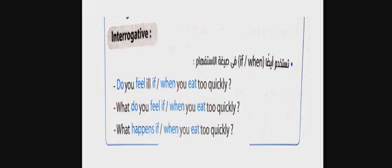How to form a WH question. The question word, do or does according to the subject, and the infinitive form of the verb. And the same sentence will be in the present simple tense as well. What do you feel if or when you eat too quickly? The second example: what happens if you eat too quickly?